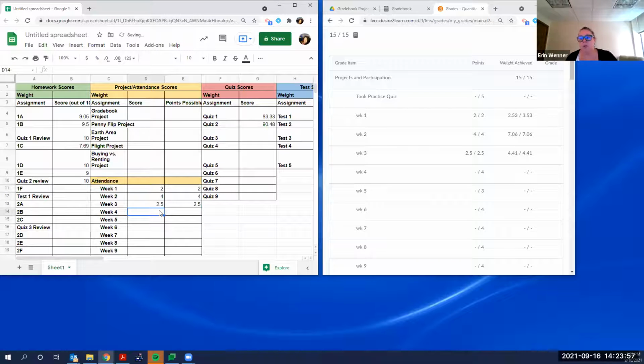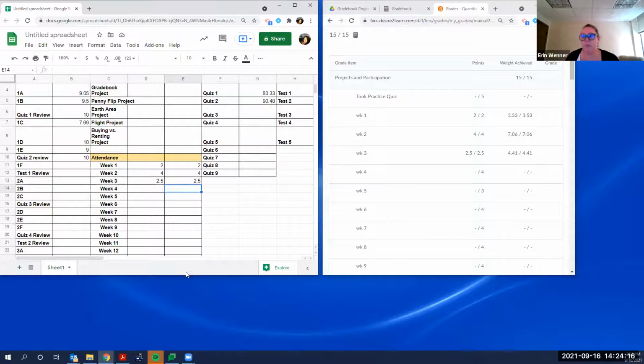I'm only going to record what I've earned, meaning, yes, I know weeks 4, 5, 6, and so on show these numbers here that it would be out of in the future. But right now I haven't completed that week. I haven't earned anything. So do not fill in the rest of the points possible here, okay? Because doing that is also going to throw off your calculation.